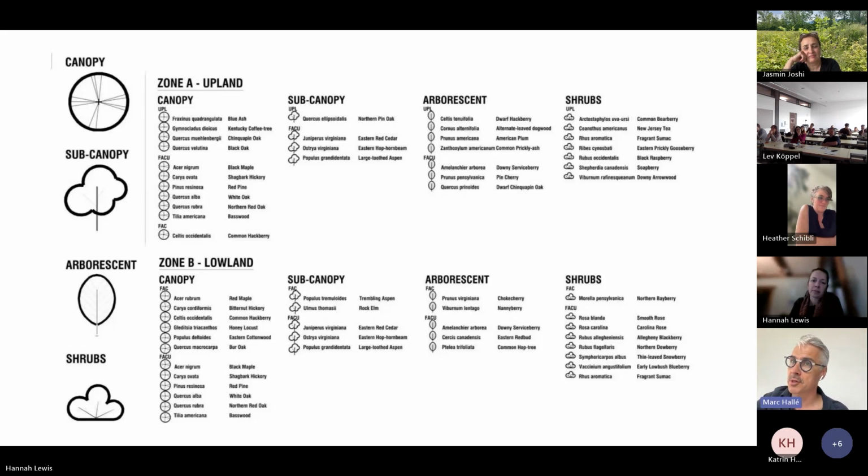On this project in particular, there were mounds, so the upper areas are drier, the lower parts of the mounds are more moist. So we have also divided this into 2 categories for the upland and lowland species to tailor the species for those conditions.